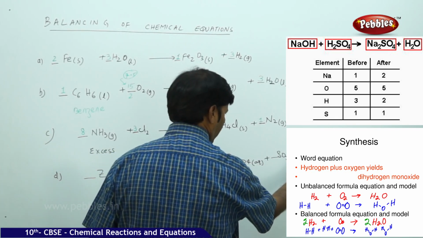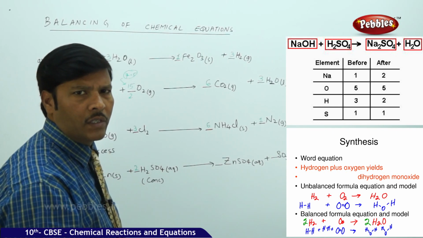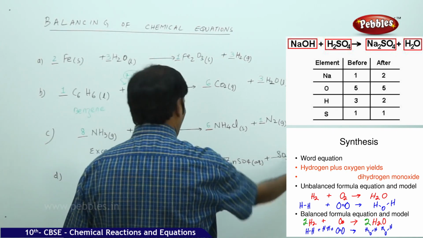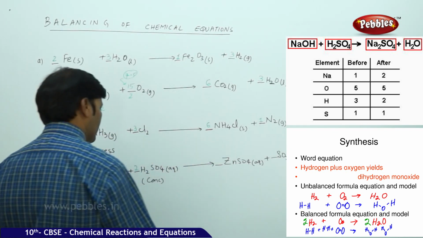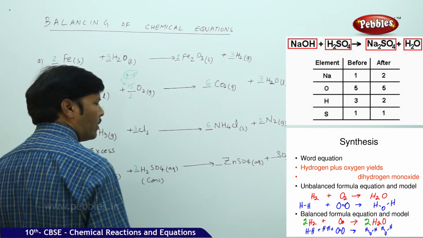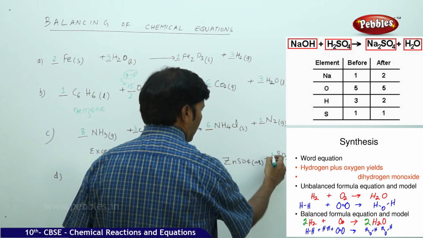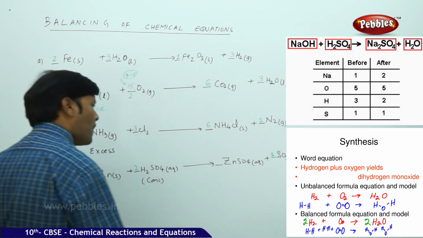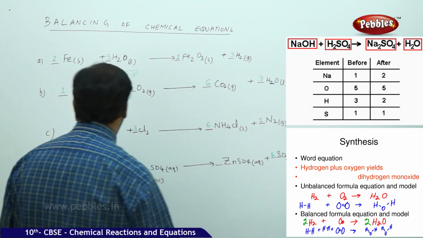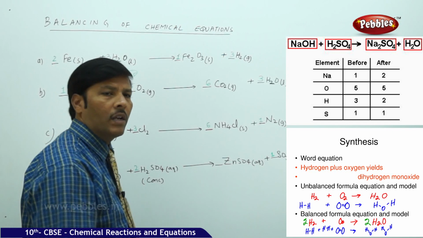So suppose I place 2 here, yes, the number of hydrogens is balanced, 2 2s are 4 hydrogens balanced, then 2 sulfurs are already balanced, then we have 2 4s are 8 oxygens, yes, 4 oxygens plus 4 oxygens plus 2 oxygens, yes, 8 oxygens balanced, and 1 zinc solid is balanced. So therefore I am going to mark 1 as a molar coefficient.